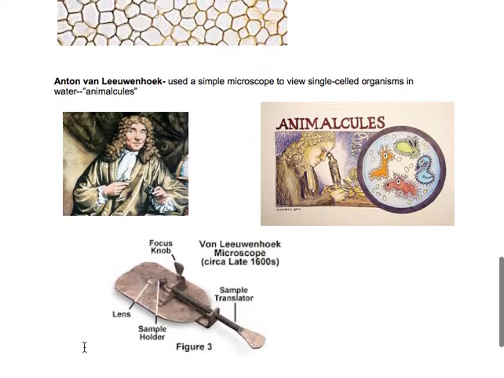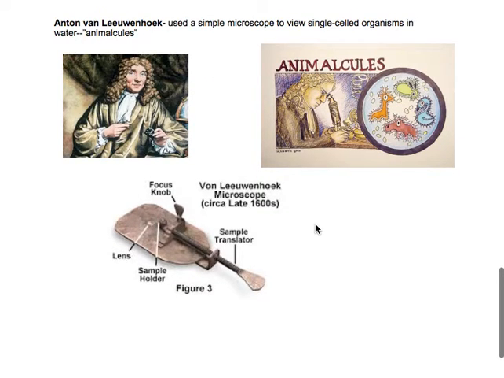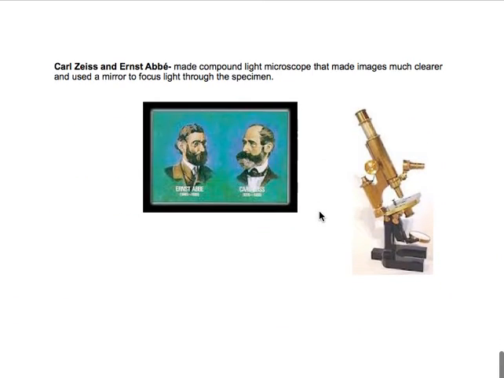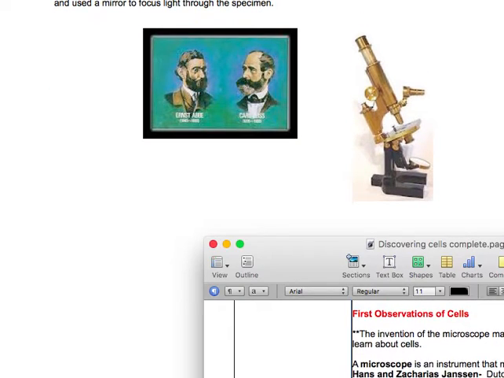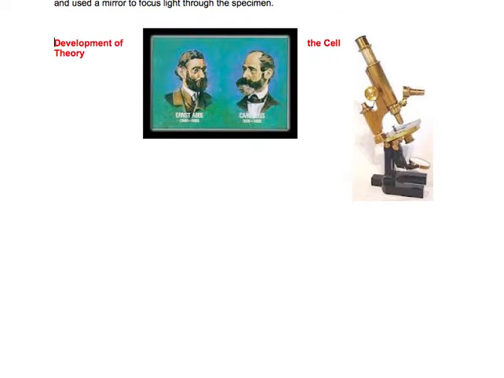Then Anton van Leeuwenhoek, using a simple microscope, looked at pond water and water from puddles and scrapings from his teeth, which really grosses me out, and was able to see what he called animalcules, these little things moving around. Then you have Carl Zeiss and Ernst Abbe, who come up with a compound light microscope that really makes images a lot clearer, and it's very similar to what we are going to be using in our class. So based on all this, cell theory was able to develop.